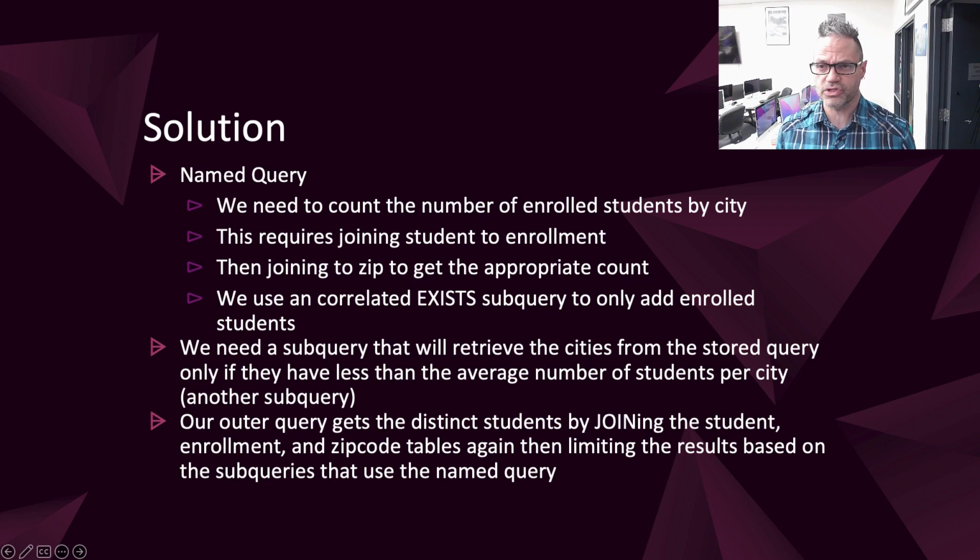So we're practicing using subqueries all throughout this anyway. We've got that named query up at the top. Then we're going to need a subquery. It's going to retrieve the cities from that stored query, and only if they have less than the average number of students per city. Again, using another subquery on that existing data set.